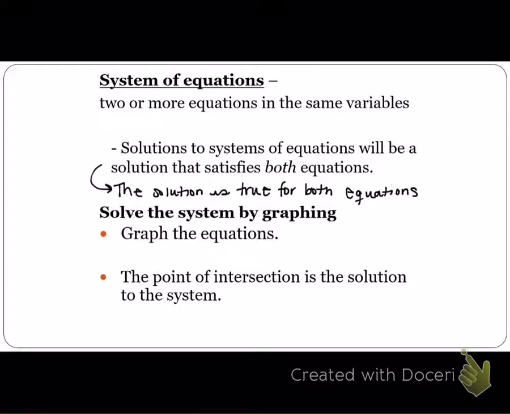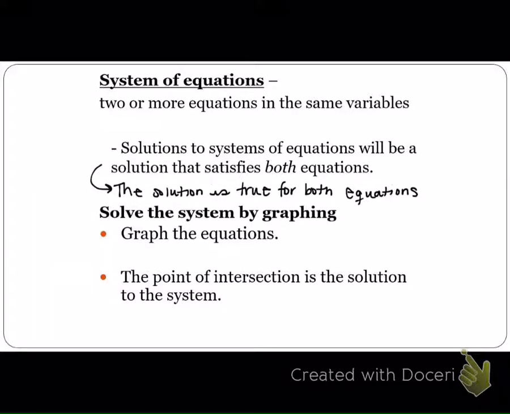So when you're solving by graphing, you're always going to graph the equations first. And yes, you have to graph them no matter what, whether you think you can tell me the answer or not before graphing. I don't care. You still have to graph it. And then the answer is the point of intersection.